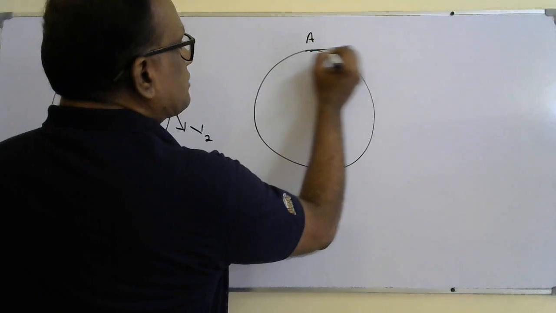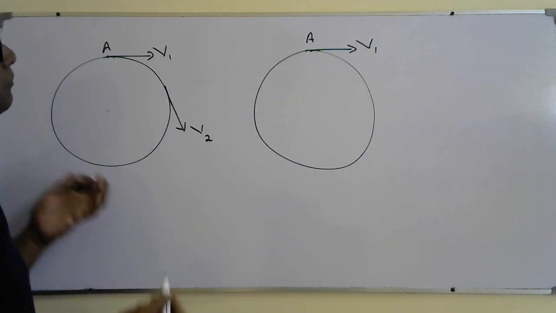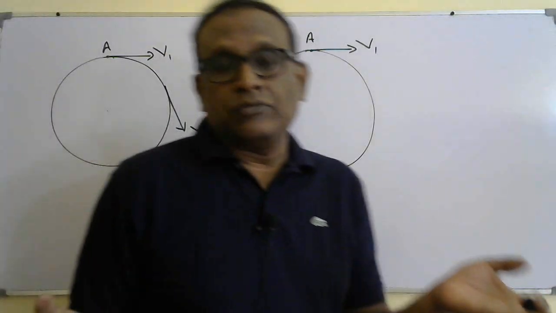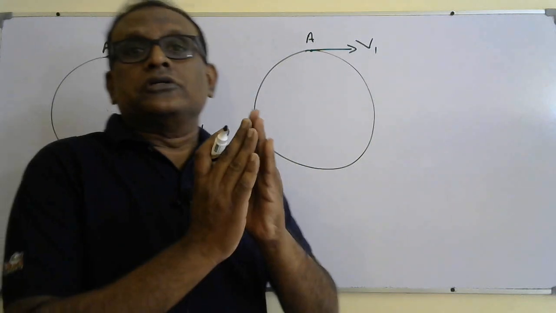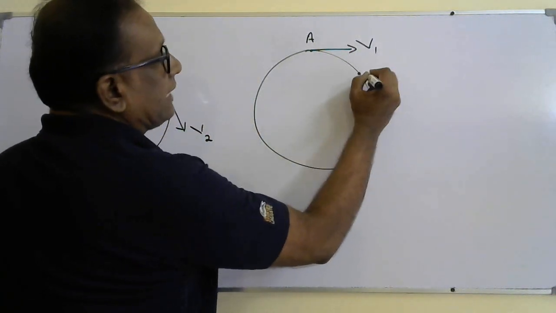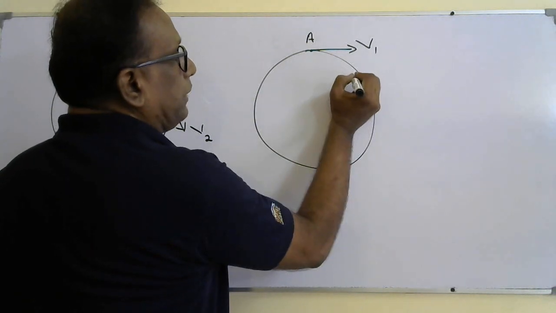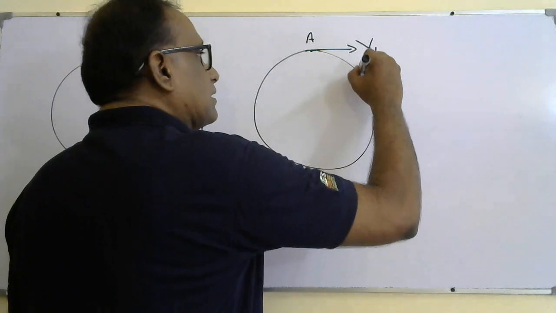At that moment it has velocity v1. So the next point, maybe I can call it A1 or B, whatever it is, very close to the first point, but I am going to draw it as an enlarged diagram somewhere here. That is B. At that point B, it will have velocity along the tangent.